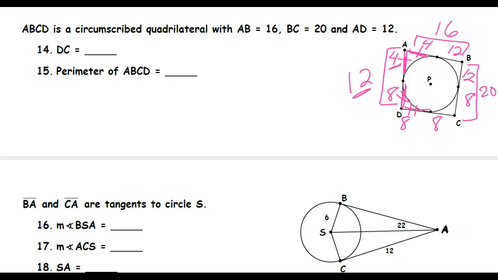Like I said, it might be 6 and 10. It might be 12 and 4. It might be 8 and 8. We might not get the same answers here, but when we add them up, no matter what, it'll be 16.